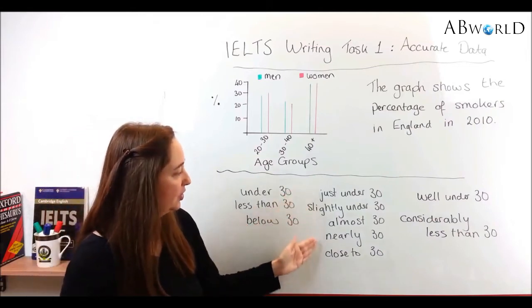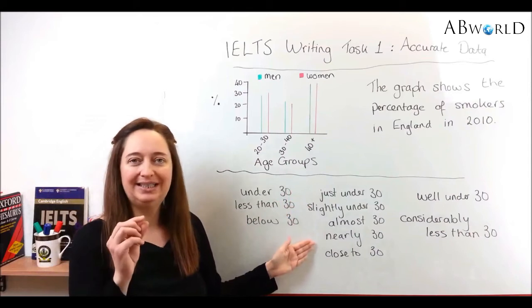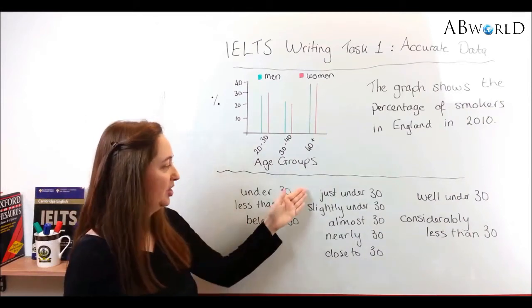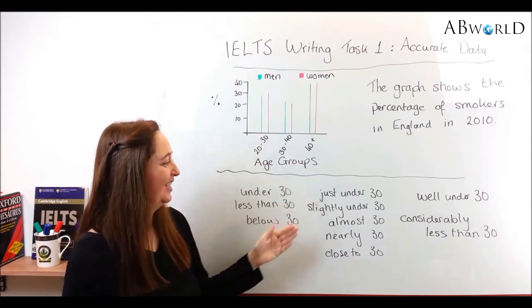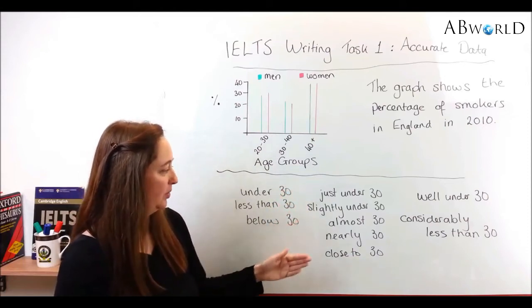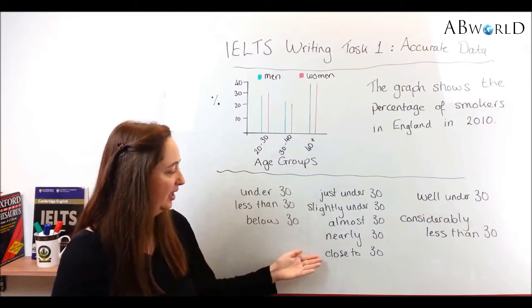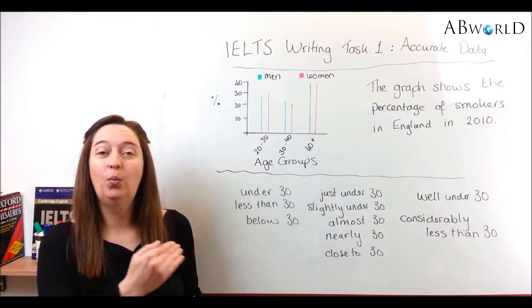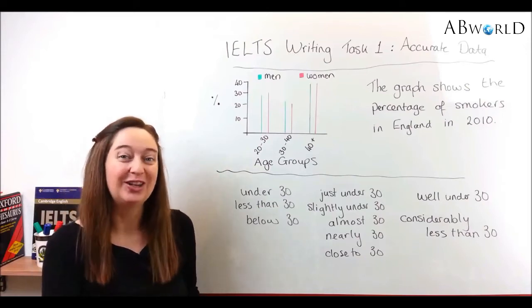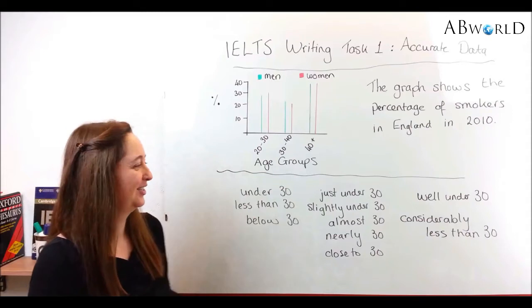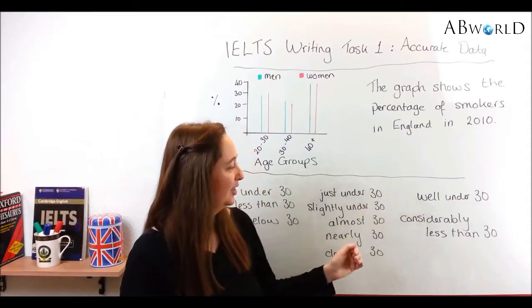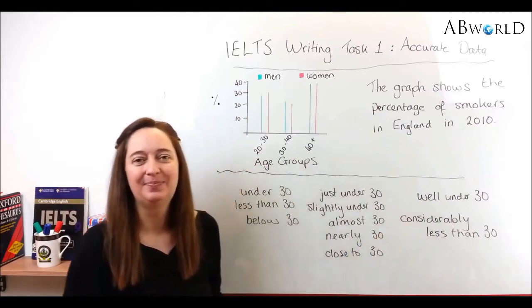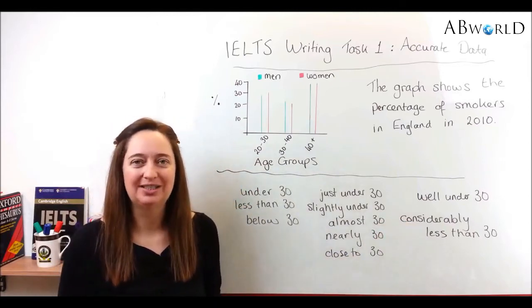Here we've got descriptions when it is just a little bit under. So for example, just under 30, slightly under 30, almost 30, nearly 30, close to 30. And if the number is well under 30, so a lot, quite a lot under 30, we can say well under 30, considerably less than 30. So lots of different expressions.